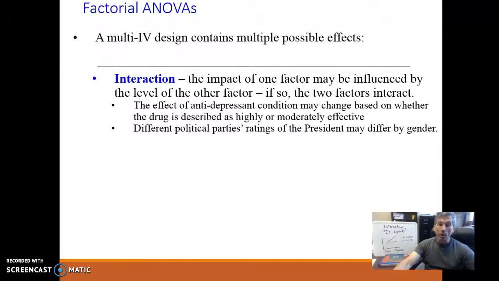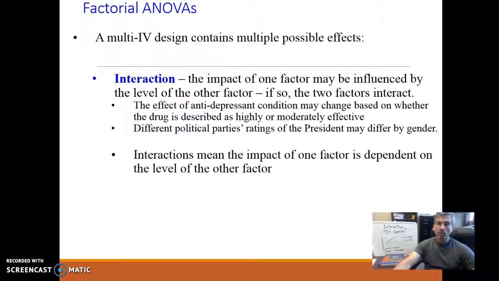So different political parties' ratings of that president might differ by gender. Maybe, generally Republicans feel more positively about a Republican president than Democrats, so there's that overall difference there, but maybe that effect is a lot weaker for women than it is for men, for example. So that's a case where you would see an interaction between the two. So interactions mean the influence of one factor is dependent on or altered by the level of the other factor.